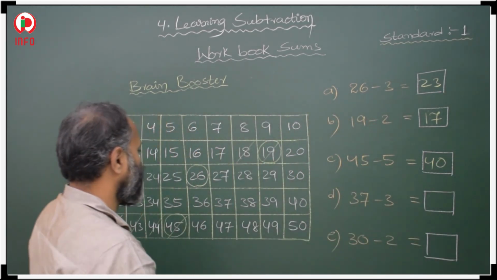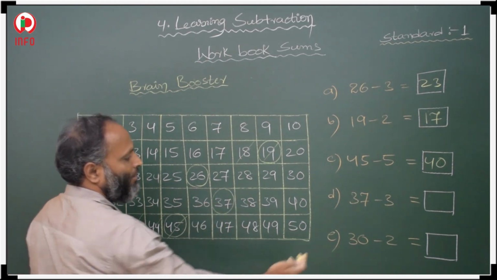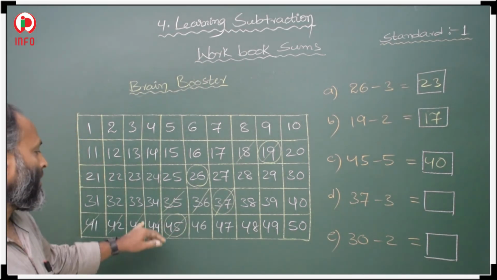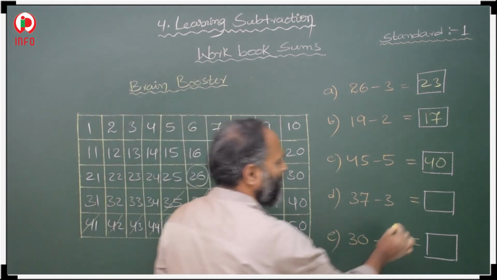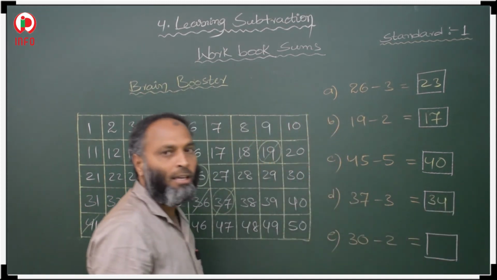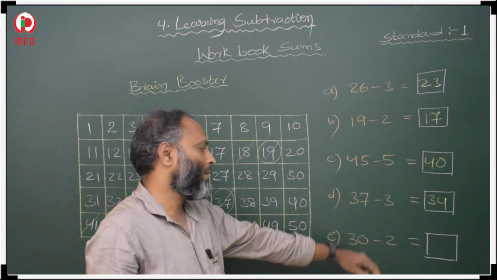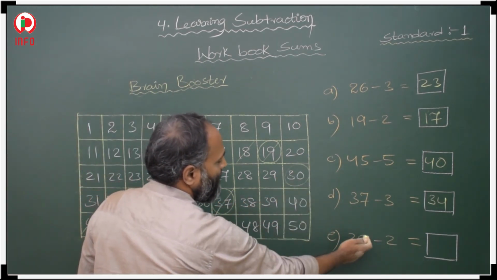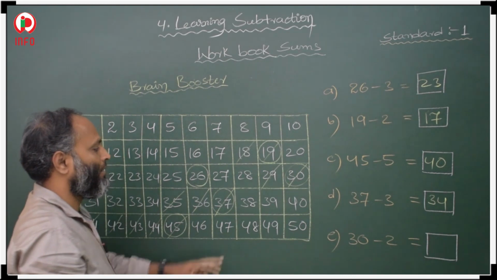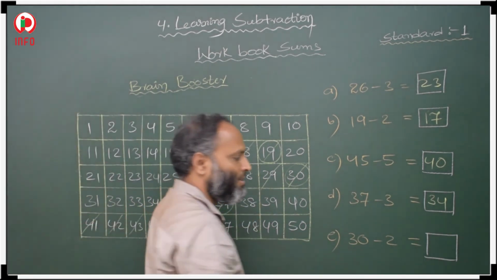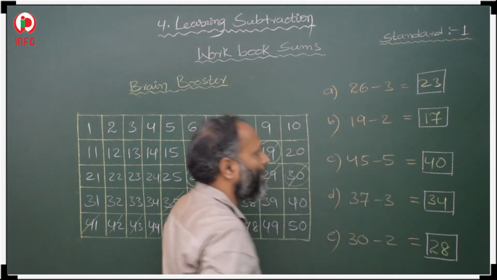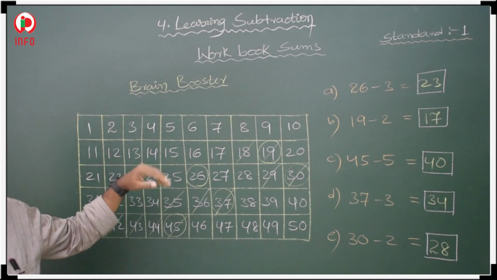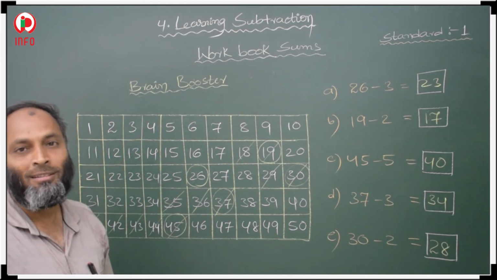Then 37. Where is 37? Here 37. So minus 3 means including these 3 numbers. 1, 2, 3. Cancel 3 numbers. Then till 34, it means your answer is 34. Then 30 minus 2. Where is 30? 30 is here. Minus 2 means 2 numbers. 1, 2. Then 28. 30 minus 2 is 28. So in this way we have to do subtraction using this grid of 1 to 50 numbers. These are brain boosters.